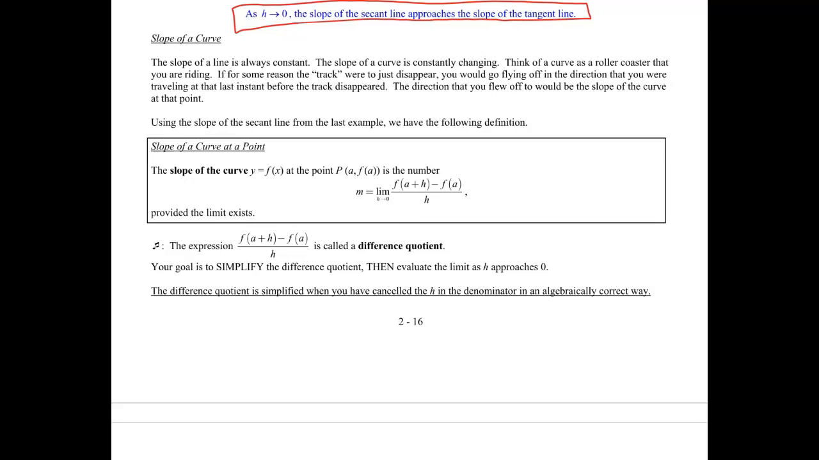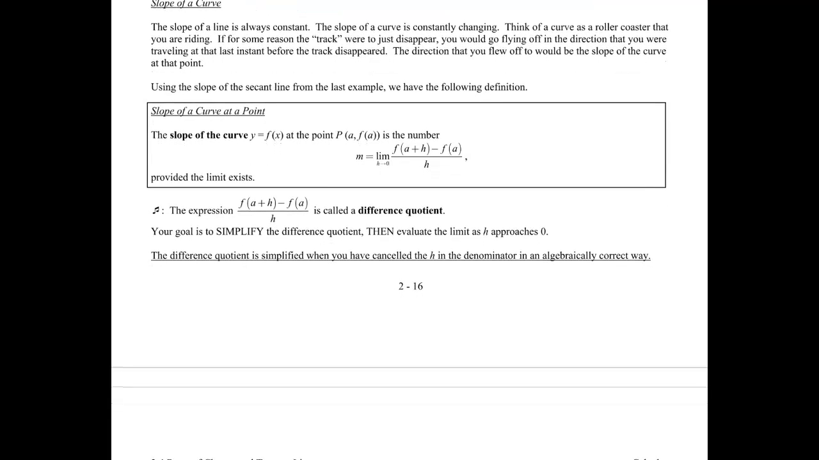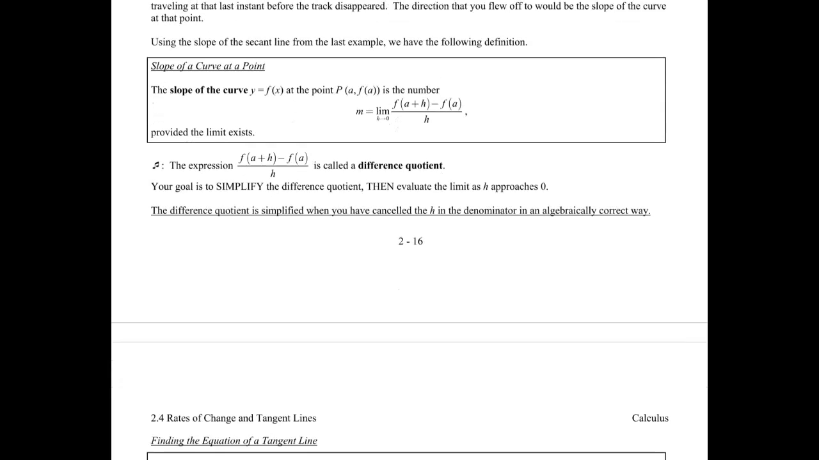Alright, so this particular piece right here is called a difference quotient. Is that actually the most important thing? No, but our goal is to simplify this magical difference quotient and then evaluate it as h approaches 0. Yay, limits. It's not like we haven't been dealing with limits for this almost entire chapter. Alright, so the difference quotient is just simplified when we have canceled the h in the denominator algebraically the correct way.